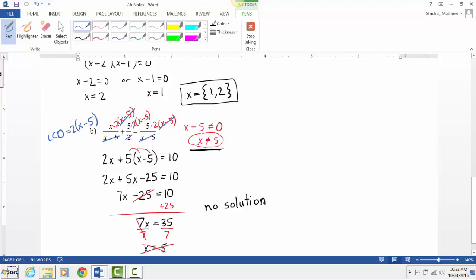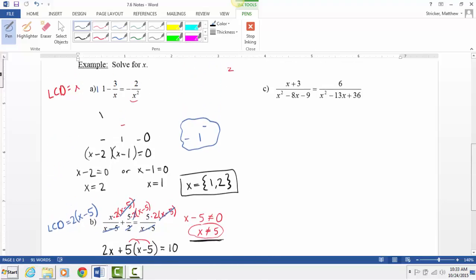And kind of the shorthand for writing no solution is that we write it like this. We write no solution. Okay, we have one more example.